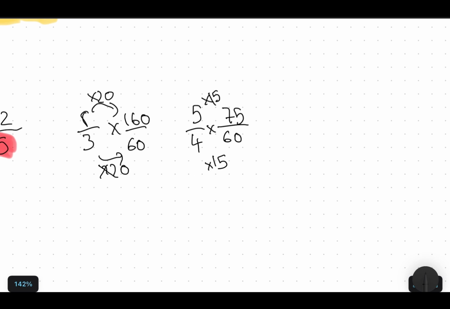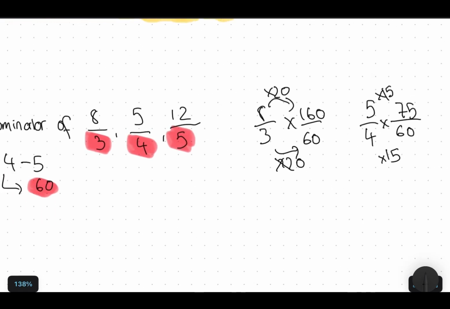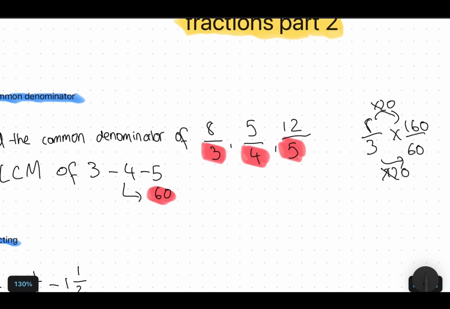And finally, we have 12 over 5. So it needs to equal something over 60. What times by 5 is 60? Well, that's easy. That's 12. 5 times 12 is 60. So 12 times 12 is 144. And that's it. So the common denominator versions of these three fractions are 160 over 60, 75 over 60, and 144 over 60.